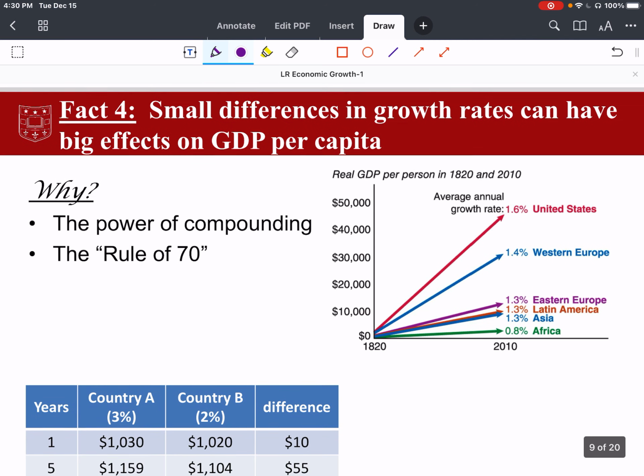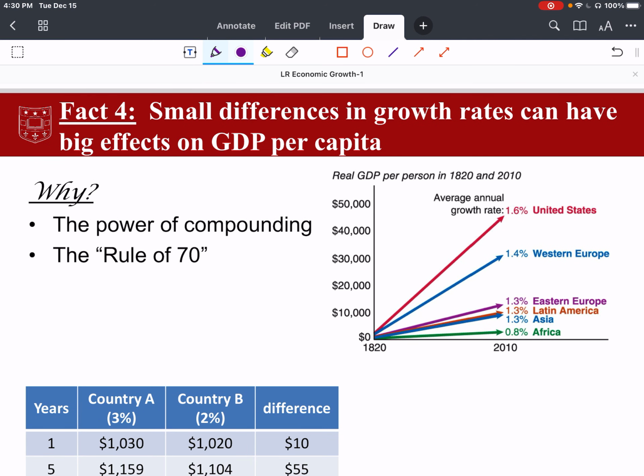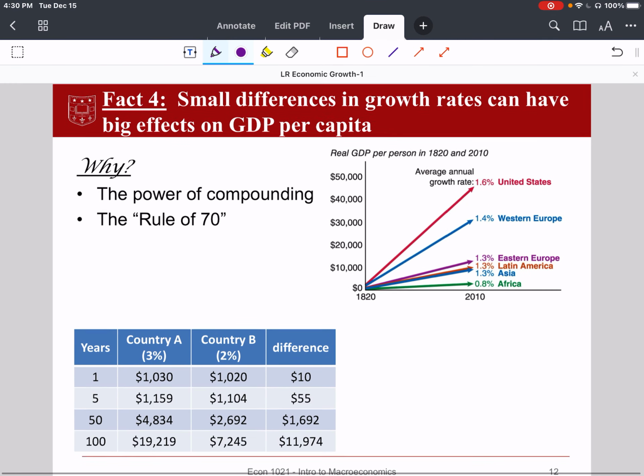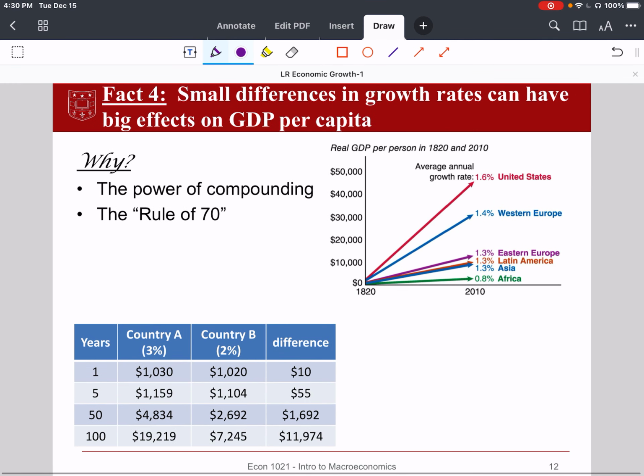The other thing that is important to recognize here is that small differences in growth rates can have big effects on GDP per capita. And the reason for this is something that should be familiar to us, and that is the power of compounding, which we'll turn to first, but then we can also see with the rule of 70, which again is something that we looked at previously.